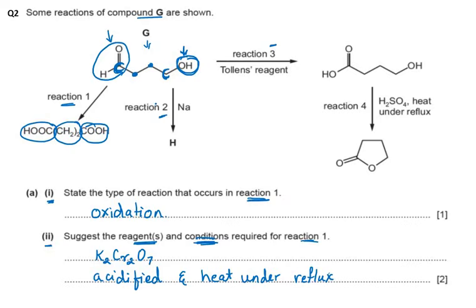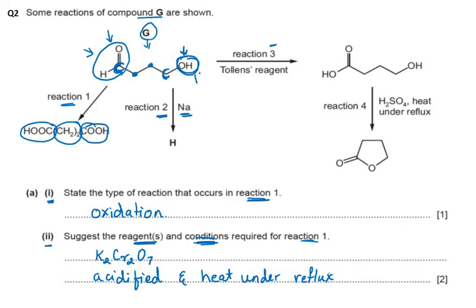Our next sub question is related to reaction 2. So let's have a look at reaction 2, and it says that compound G undergoes reaction with sodium. Now we need to understand which part of these two functional groups is going to react with sodium. Now we have an aldehyde here. Aldehyde does not react with sodium, so that should remain as such.